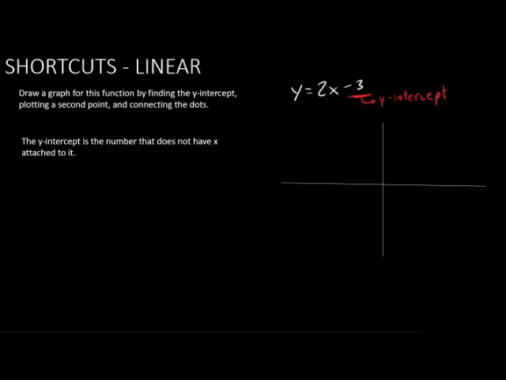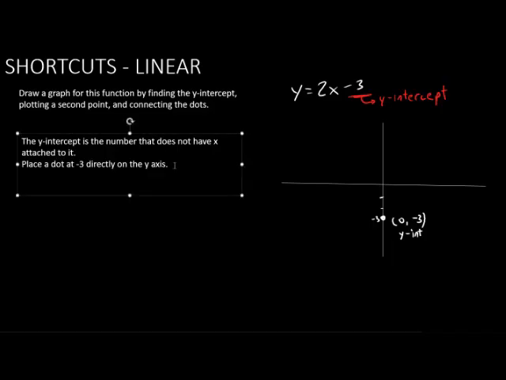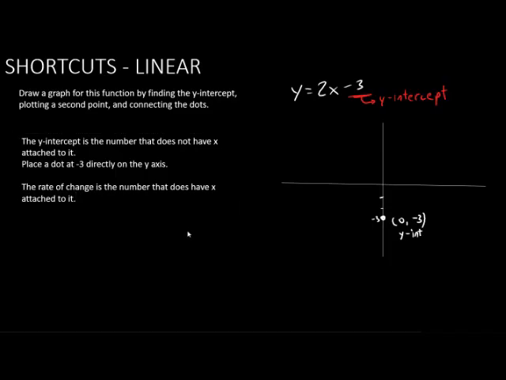With that y-intercept, what we'll do is go to the y-axis and place our first dot at negative 3 directly on the y-axis. We'll go to our y-axis and locate negative 3 and place a dot in that position. This will be our y-intercept. We can also write this as 0, negative 3. Now, rather than plotting more points directly, what we can do is use the number that is attached to x. This will give us our rate of change. For our function, the 2 will be our rate of change.